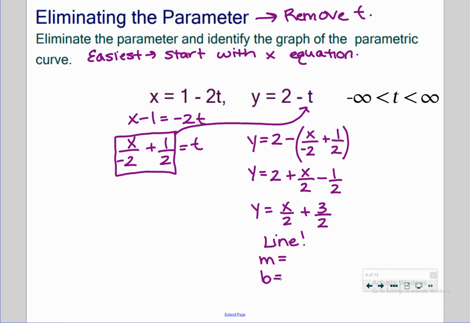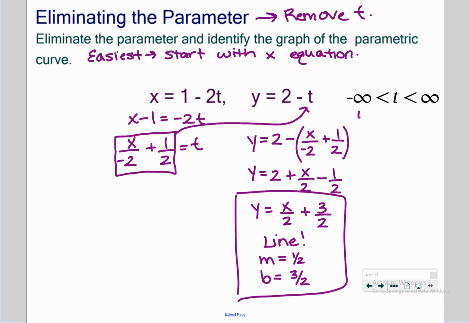What is the slope? 1/2. And what is the y-intercept? 3/2. Okay, so that's our answer. We eliminated the parameter, and then we identified and described the graph. Now, the t values that we were given were negative infinity to infinity, which means this graph is a complete line. It's every possible value of t. So it would be the full line if we were to graph it. It would have arrows on both sides.